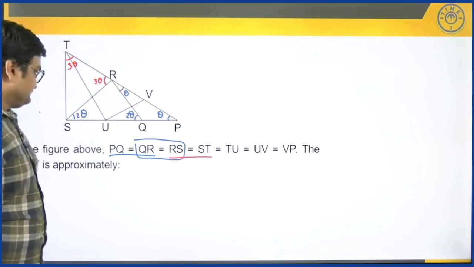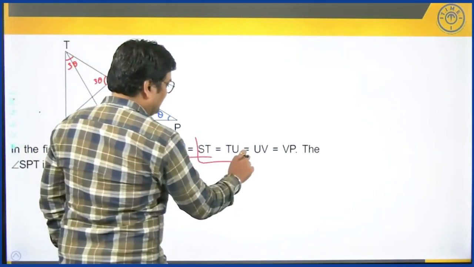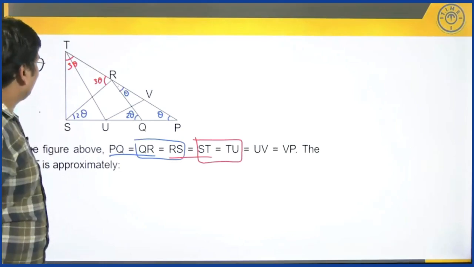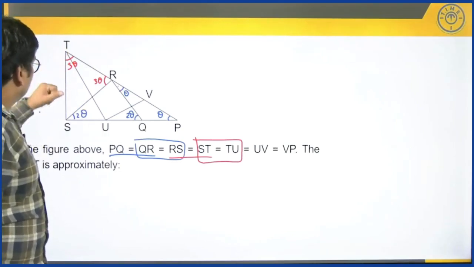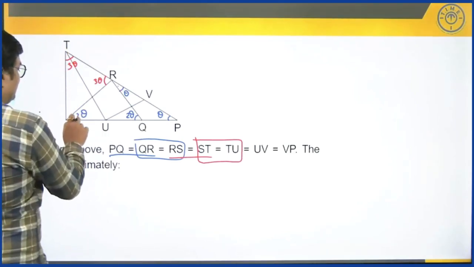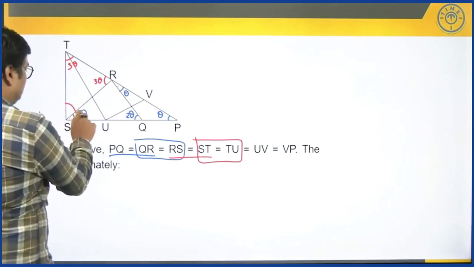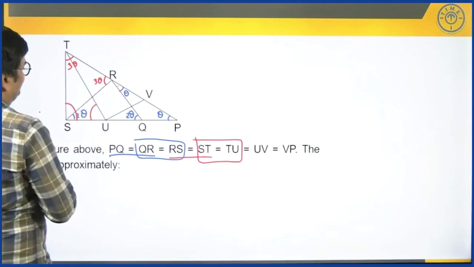Alright, then ST is equal to TU is given. Let's try to look at that also. ST is equal to TU would mean these two angles will also be equal. Okay, this one and this one. ST is equal to TU would mean this.